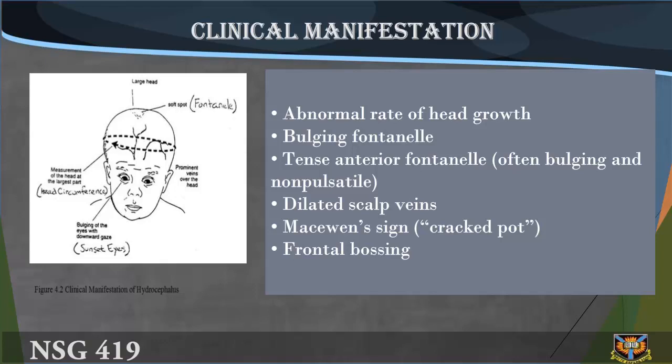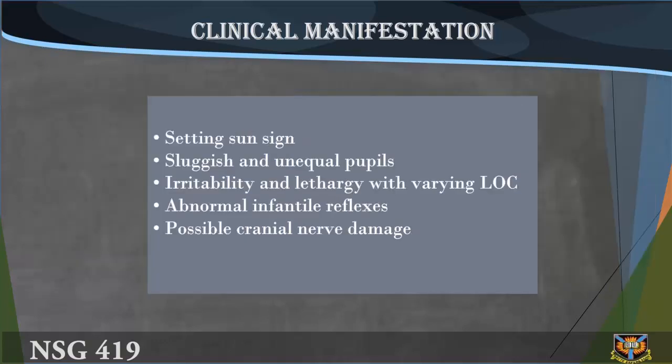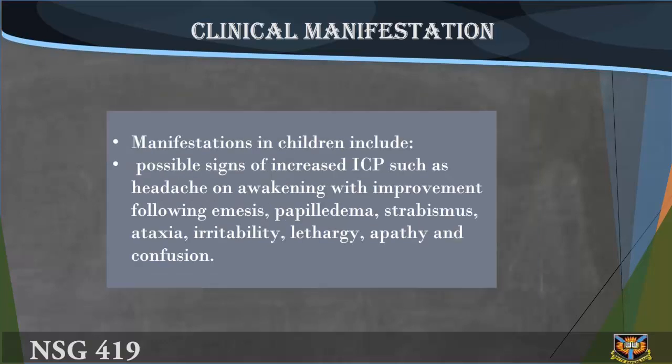Clinical manifestation of hydrocephalus: abnormal rate of head growth, bulging fontanelle, tense anterior fontanelle, often bulging and non-pulsatile, dilated scalp vein, Macewen sign, cracked pot sign, frontal bossing, setting sun sign, sluggish and unequal pupils, irritability and lethargy with varying LOC, abnormal infantile reflexes, possible cranial nerve damage.